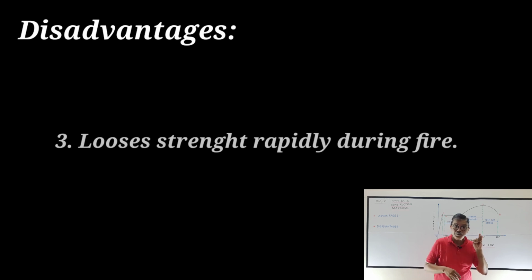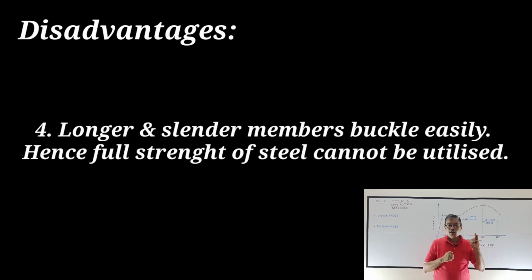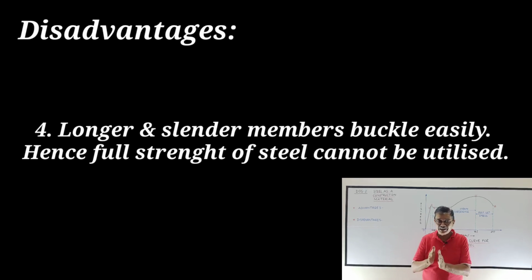Third one, it loses the strength rapidly during fire. If there is a fire, its strength reduces rapidly. Fourth one, for longer and slender members, they fail by buckling very easily. That means full strength of steel cannot be utilized for longer and slender compression members.